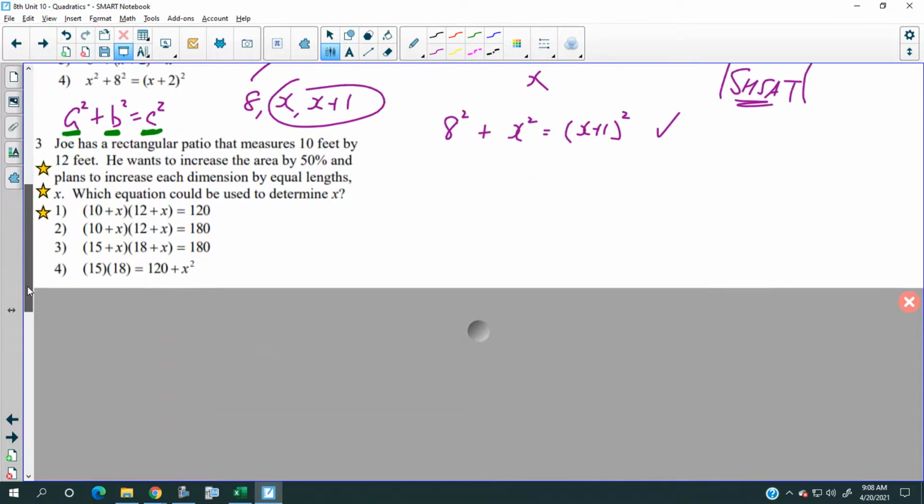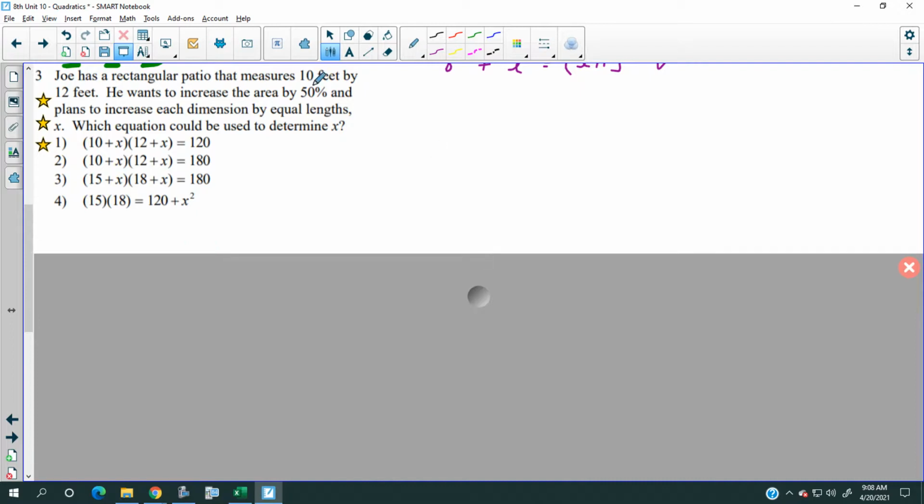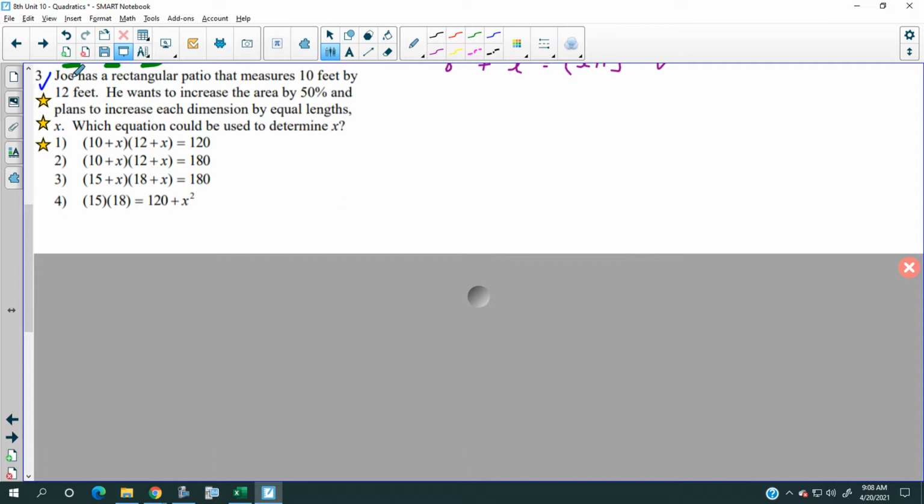Let's see. All right. Now this one again is tough. Okay, so we'll just go over it together. All right, let's see. Joe has a rectangular patio. All right, so right off the bat, I'm going to draw a rectangle that is 10 by 12, so that's 10, that's 12. Not drawn to scale. All right, if he wants to increase the area by 50%.